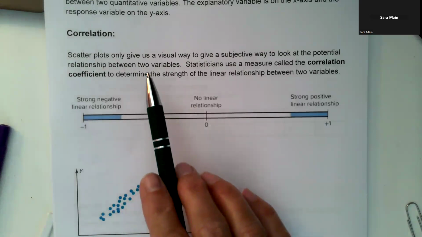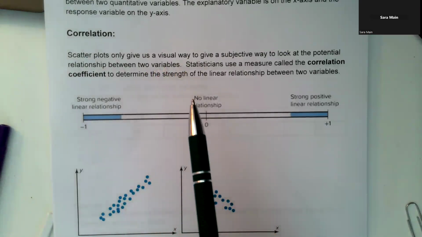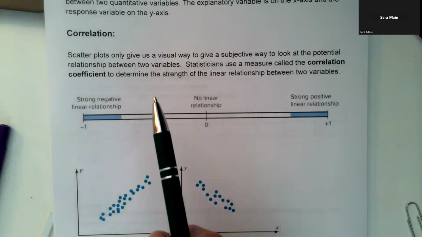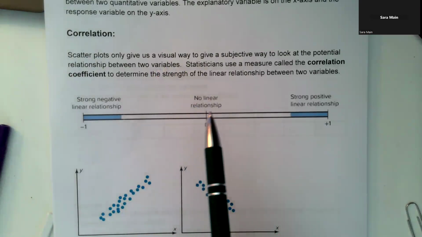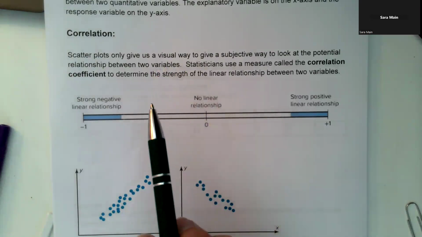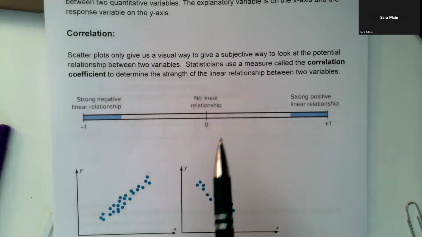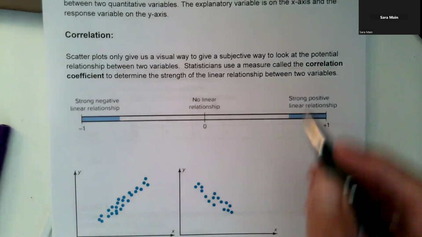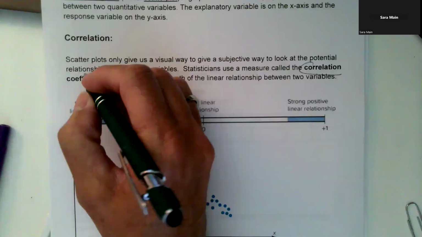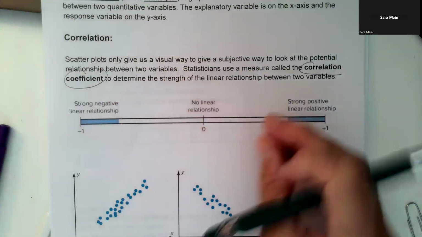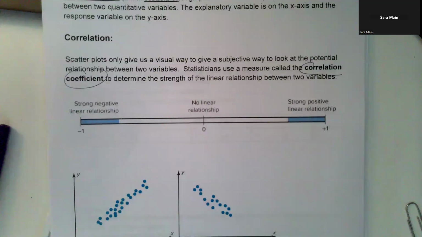Scatter plots only give us a visual way to look at the potential relationship between two variables. Statisticians use a measure called the correlation coefficient to determine the strength of the linear relationship between two variables. So that's going to be our numerical, objective way to decide if there's a relationship.